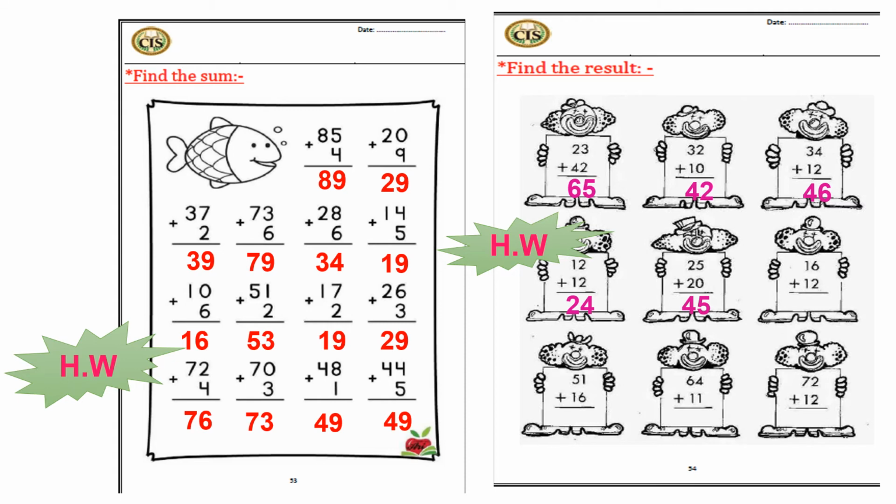16 plus 12. Ones with ones, tens with tens. 6 plus 2. I will put 6 in my mind, 2 on my fingers, and let's count after 6. 7, 8. Okay, now 1 plus 1 equals 2. So the sum is 28. And now you can complete that page as HW.